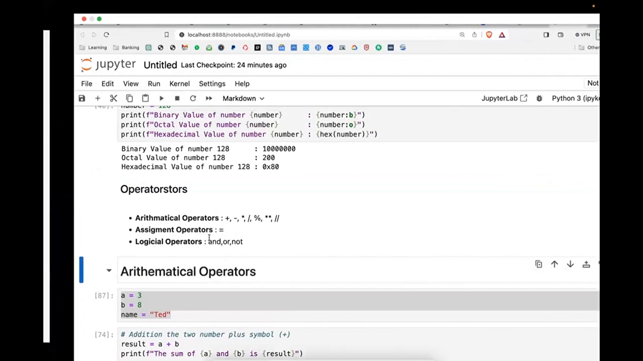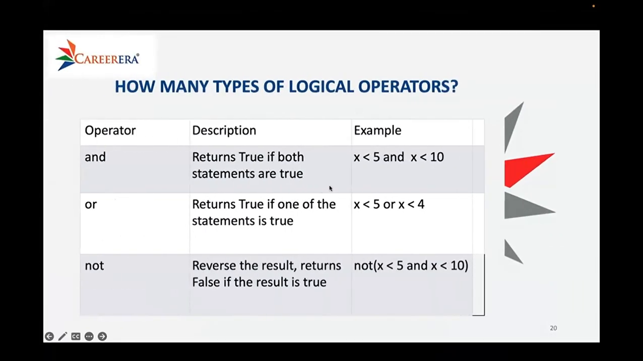Let me go back to our slide, so you can see the slide. The and statement returns true if both the statements are true, like x is less than 5, x is less than 10. They did not define x, so x is less than 5, x is less than 10. Both times true, so it will return true. The or statement returns true if either one of the statements is true, like x is less than 5 or x is less than 4. Not will reverse the result, meaning it negates the result always.